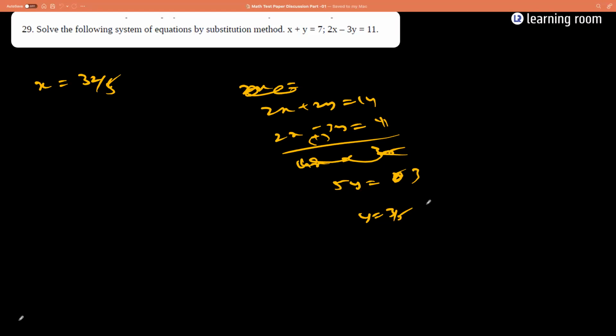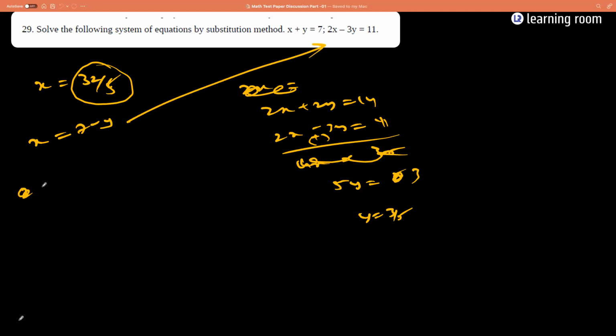One minute, let me check. Y is 3 by 5. So x will come out as 32 by 5, but don't use the elimination method. See, actually for this problem, substitution is easy. Take this and substitute it here. So 14 minus 2y minus 3y is equal to 11. So 3 is equal to 5y. So y will be 3 by 5.